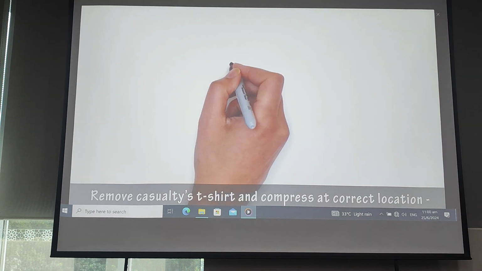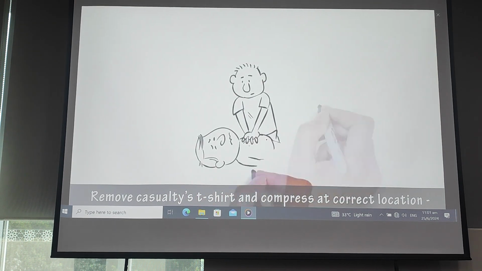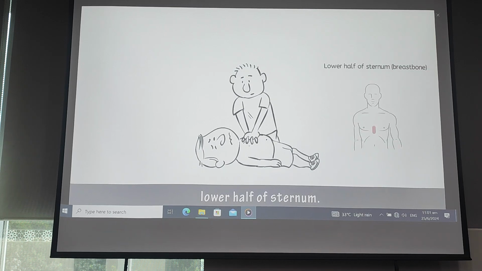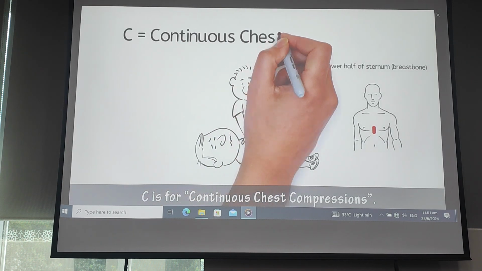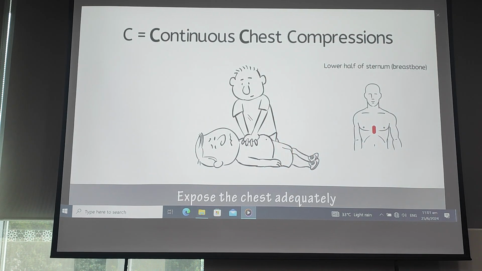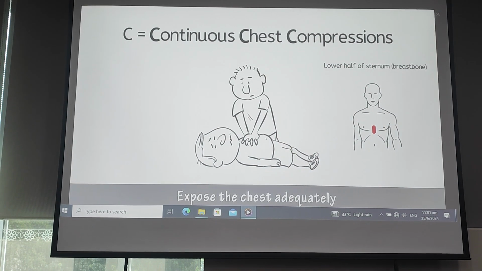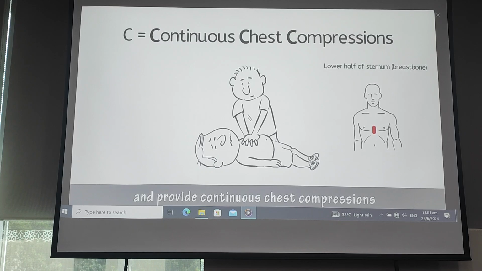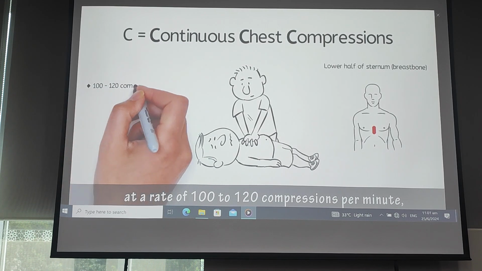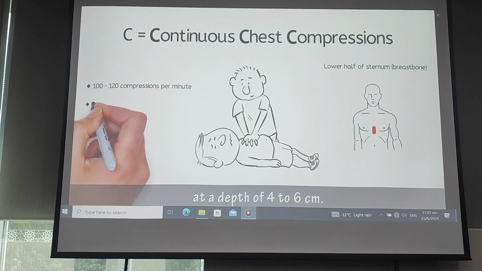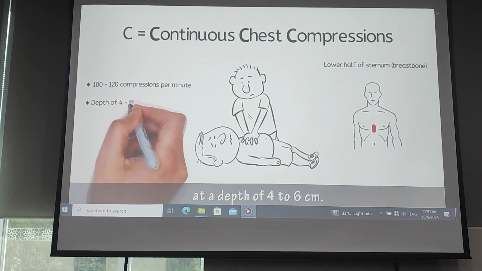Remove casualty's t-shirt and compress at the correct location, the lower half of the sternum. C is for continuous chest compressions. Expose the chest adequately, removal of t-shirt, and provide continuous chest compressions at a rate of 100 to 120 compressions per minute at a depth of 4 to 6 centimeters.